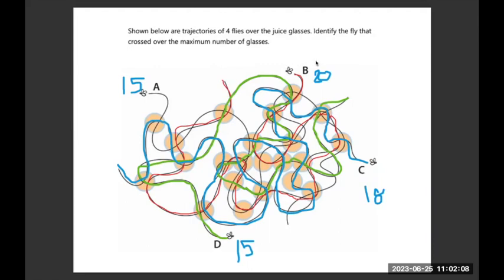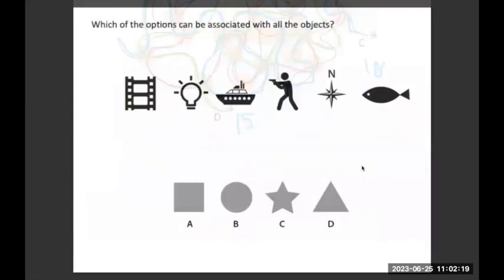All right, so the correct answer is B with 20. You don't have to write 20, you just have to write the option A, B, C, D. All right, B would be the correct one in this case. We'll move to the last one, which is very easy.